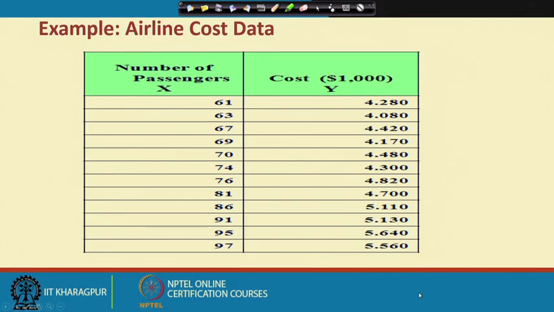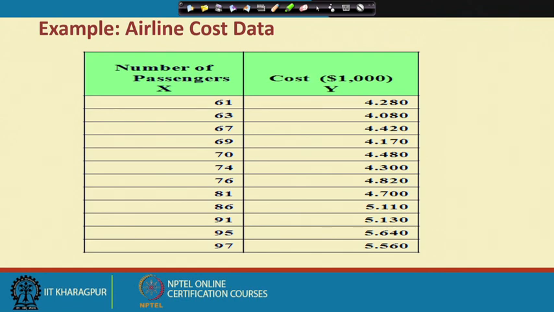I have theoretically highlighted the areas where you can apply regression analysis, especially predictive analytics. Here the cited example is a live example of airline cost data, and there are two variables. The first variable is the number of passengers, represented by x, and the second variable is the cost, represented by y.